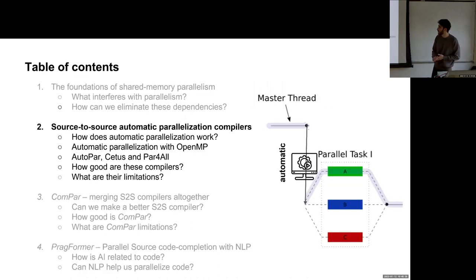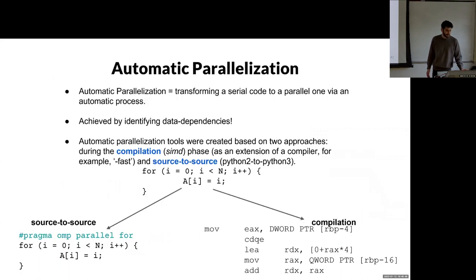So let's talk now about automatic parallelization in practice, and how it works. Two different approaches to automatic parallelization. So what is automatic parallelization? It is transforming the serial code to a parallel one automatically. This is achieved, as I said, by identifying the data dependencies and trying to eliminate them. And if we manage to eliminate them, then we can parallelize it.